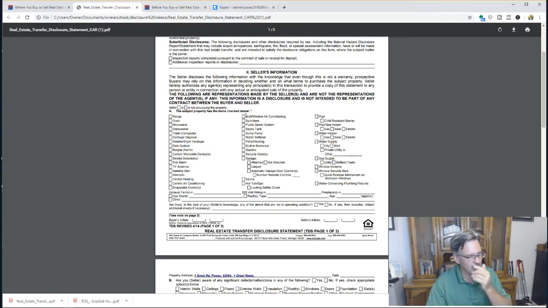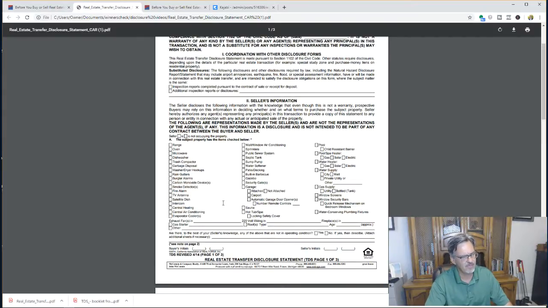That's a technical thing we don't need to go into, but it's important. Seller is or is not occupying the property. Then you're going through this and saying the subject property has these items, and so on. And are there, to the best of seller's knowledge, any of the above that are not in operating condition? Yes or no? Now, here's just a tip.